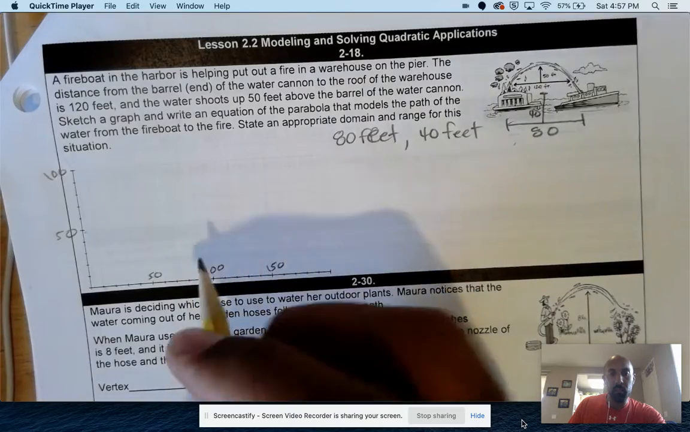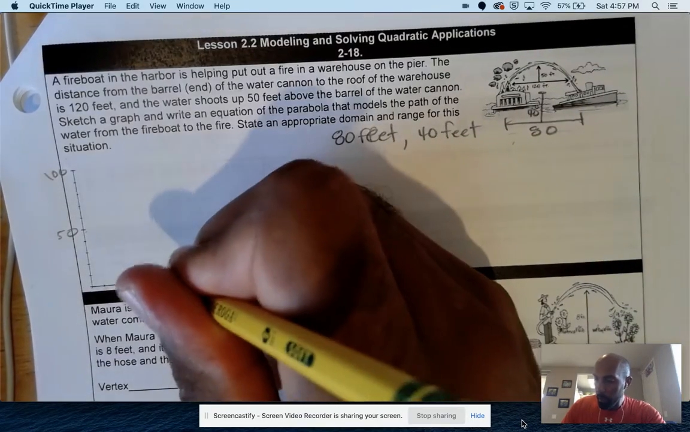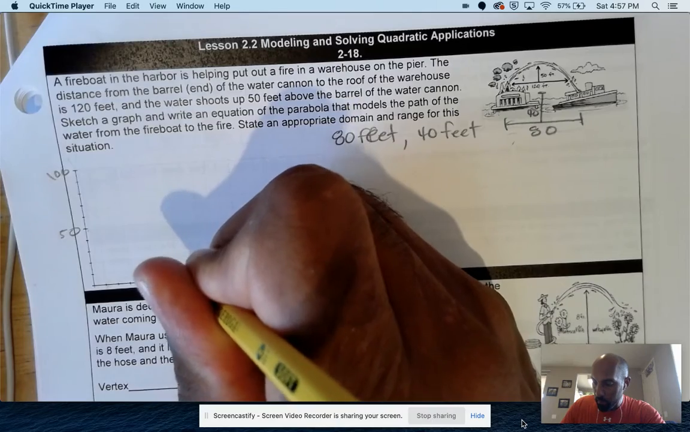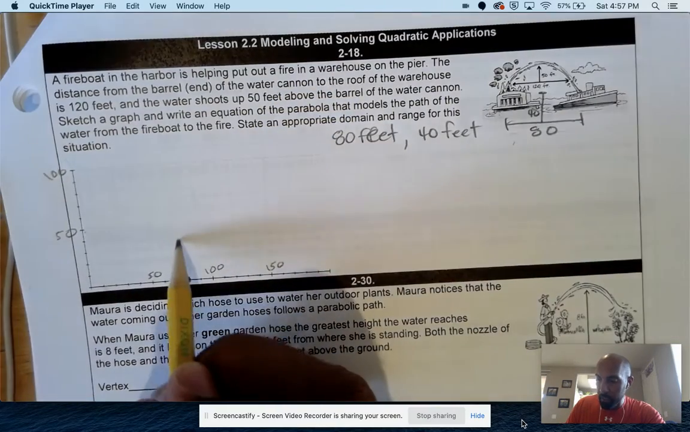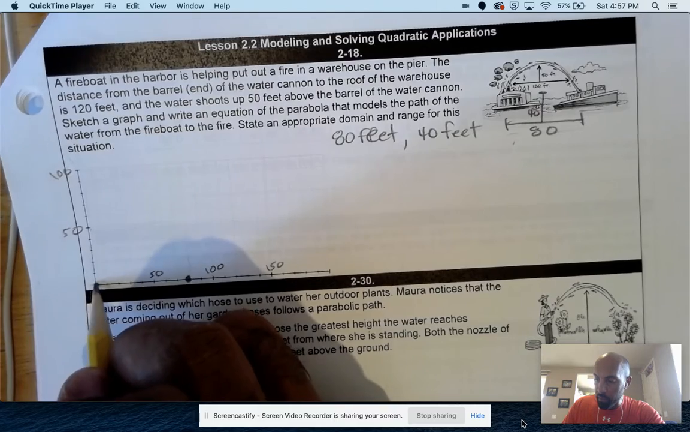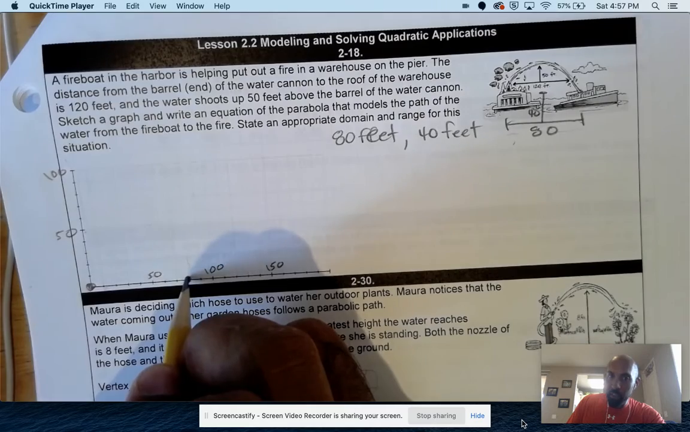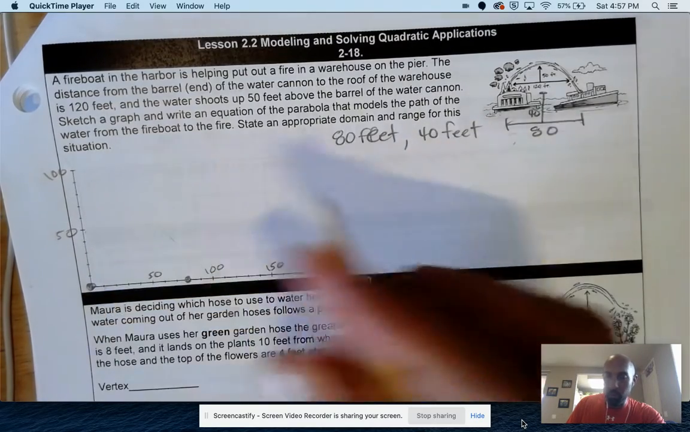Okay, so let's go ahead and sketch this out. Remember, we're starting over to the right at 80, right? So that means the boat's about right here. And then it's shooting its water cannon up. It's coming all the way over and ending up on this warehouse about right over here. That's the tip of the cannon right there. Water shooting up, going across.